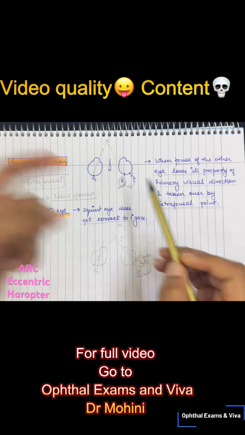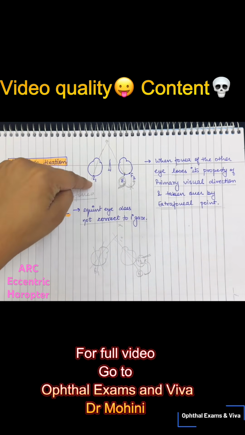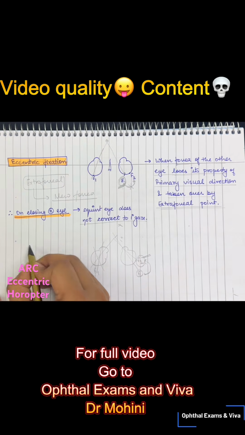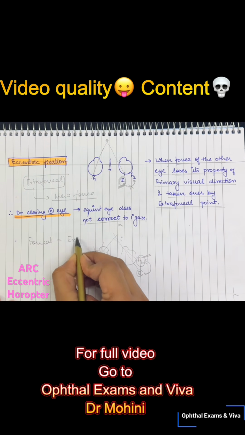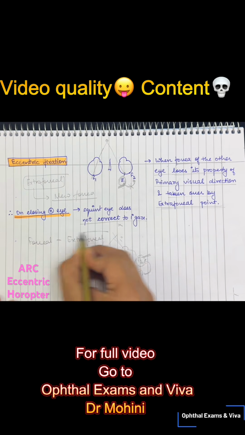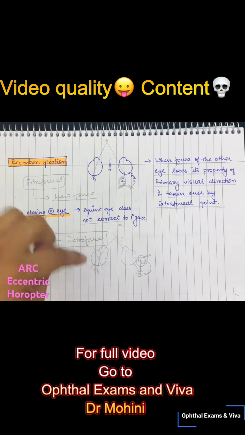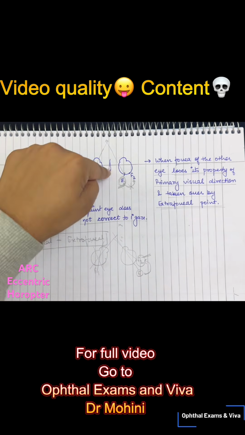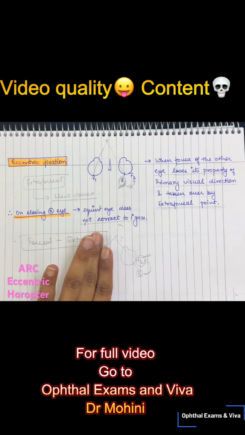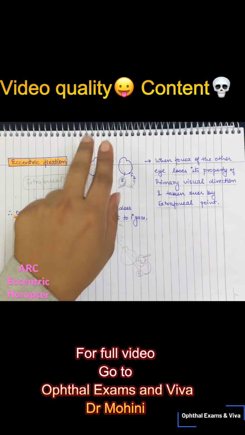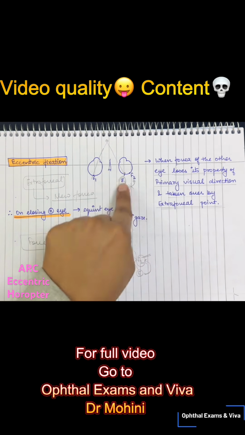Now this has become eccentric fixation, the foveal extra foveal connection has been set up. So another word you need to remember is, now here we have a foveal extra foveal connection, a permanent connection. Okay, so this is eccentric fixation, and this is how you differentiate between ARC and eccentric fixation. This will refixate on closing the normal eye, this will not refixate, right? The extra foveal point has become the new fovea for this eye.